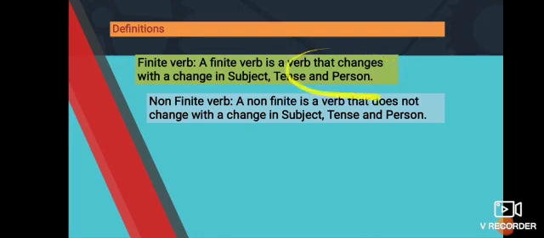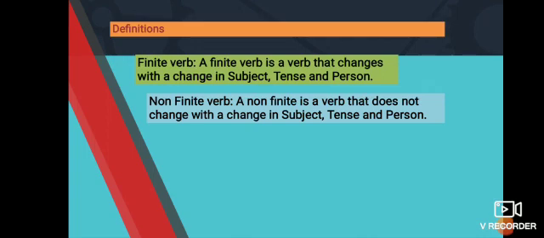So here also the verb keeps on changing. The verb that keeps on changing with the change in its number, that is subject, with a change in its tense, present, past, future, and with a change in the person, that is first person, second person and third person, such a word is called a finite verb.